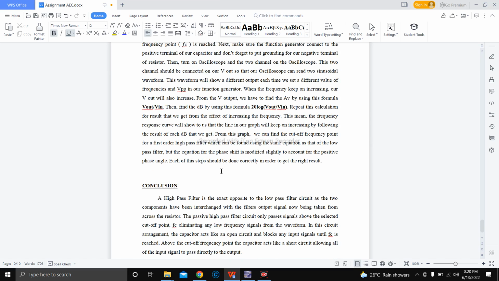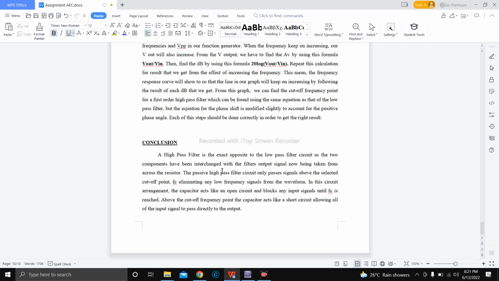So, in conclusion, we have learned that a high pass filter is the exact opposite of the low pass filter circuit, as the two components have been interchanged with the filter output signal now being taken from across the resistor. The passive high pass filter circuit only passes signals above the selected cutoff point Fc, eliminating any low frequency signal from the waveform. In this circuit arrangement, the capacitor acts like an open circuit and blocks any input signal until Fc is reached. Above the cutoff frequency point, the capacitor acts like a short circuit, allowing all of the input signal to pass directly to the output.